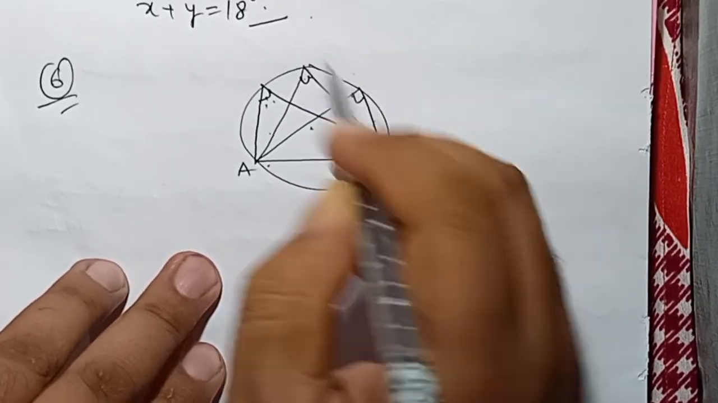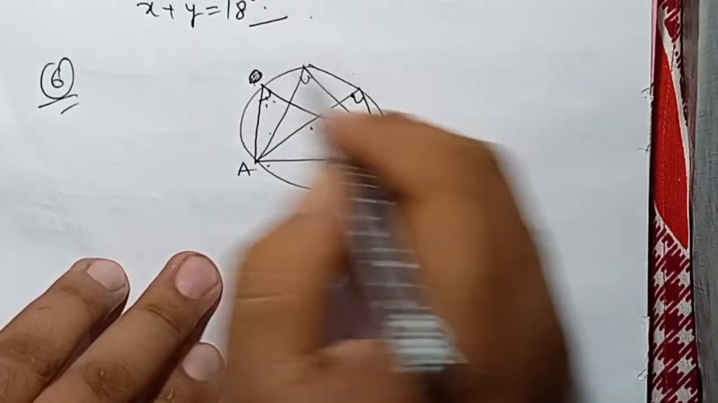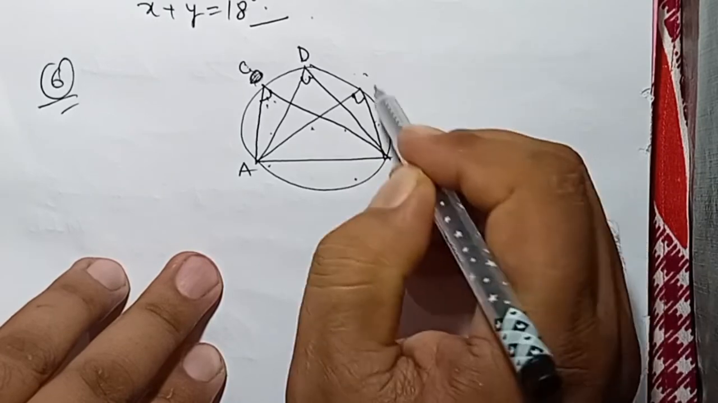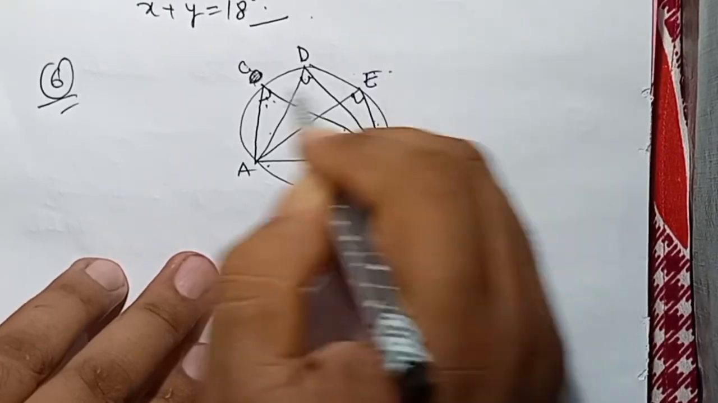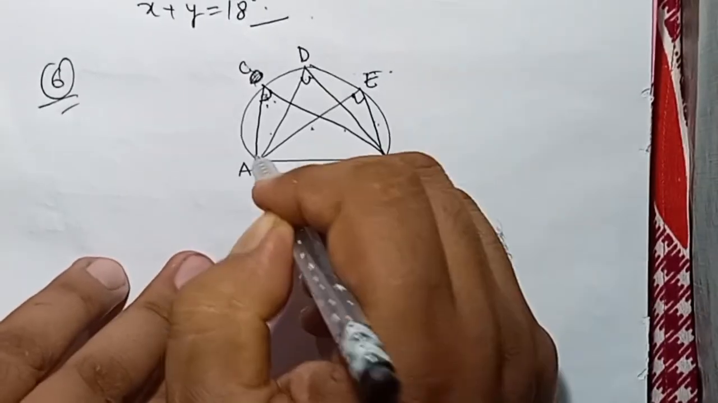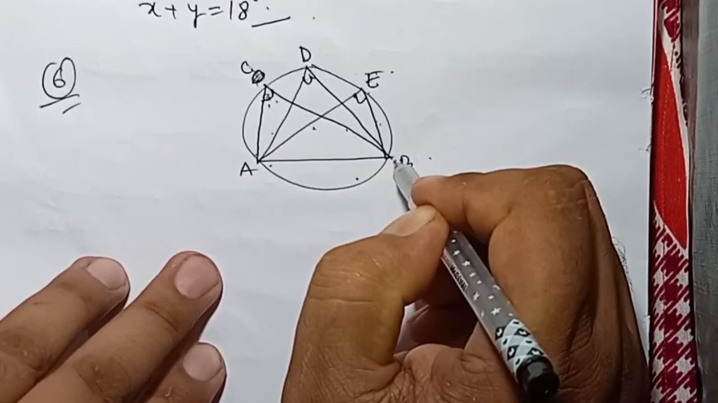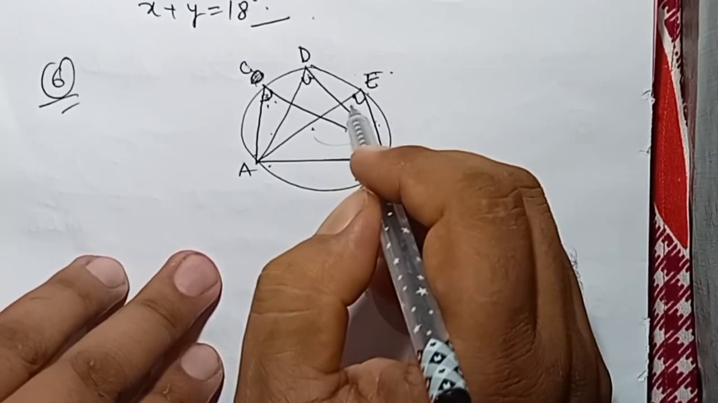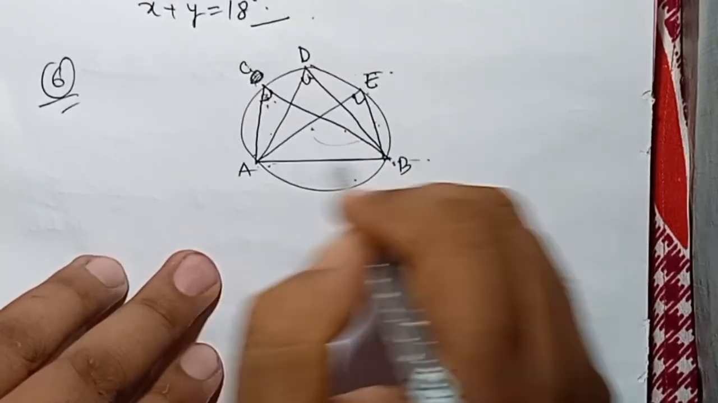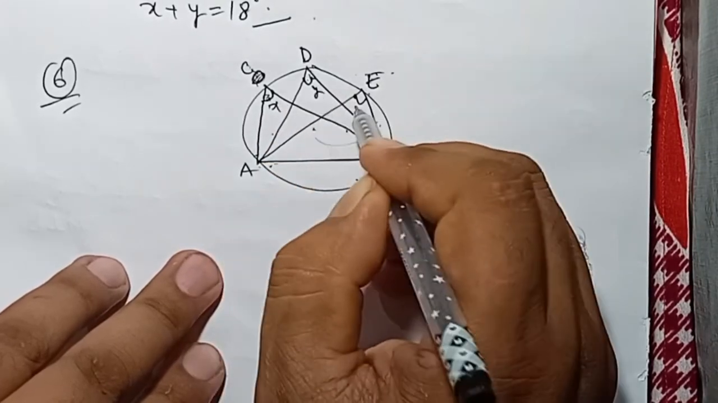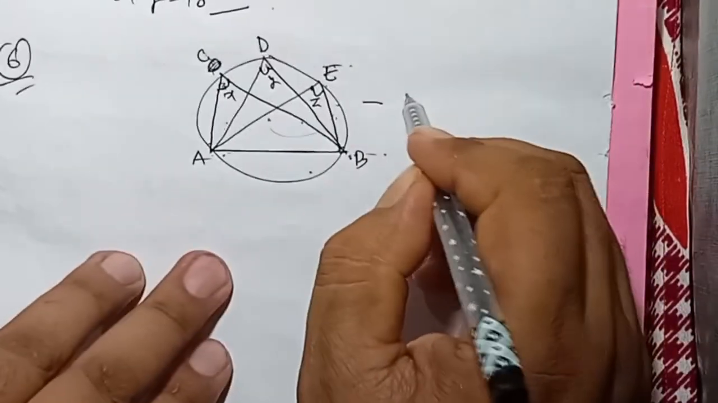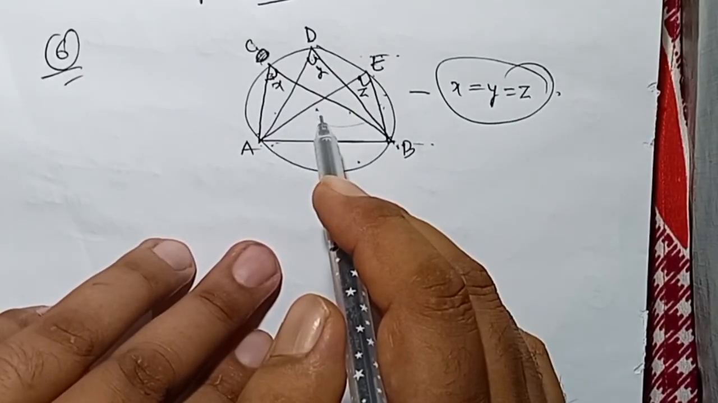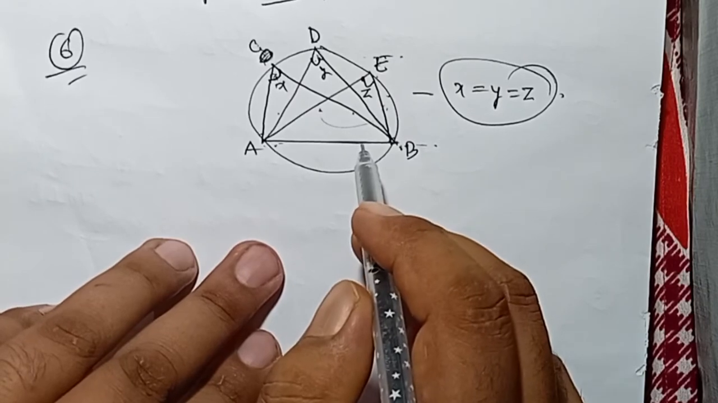You can see here ACB, ADB, AEB. These are all angles in the same segment. For every angle, the opposite side is the chord AB. If this is X, this is Y, this is Z, the sixth rule says X is equal to Y is equal to Z. That means all the angles in the same segment are equal.